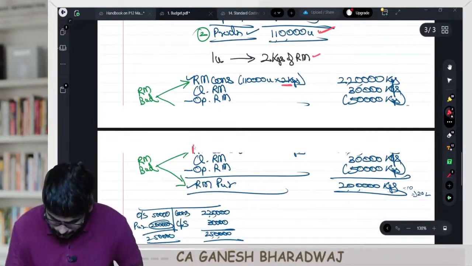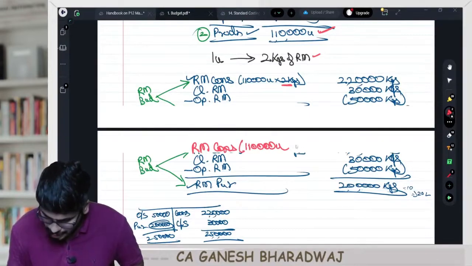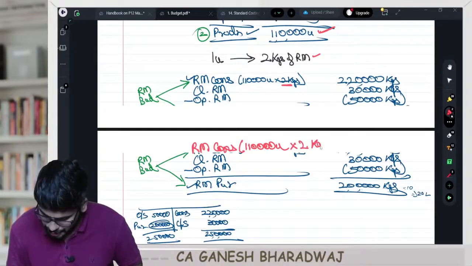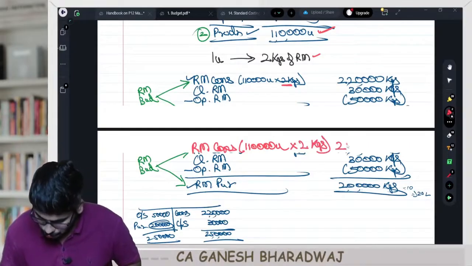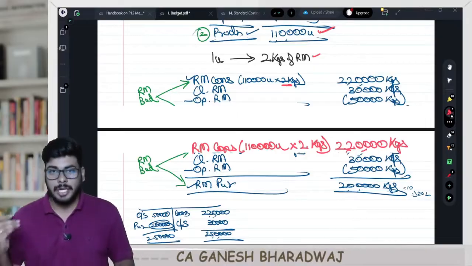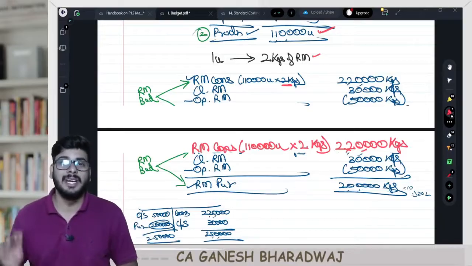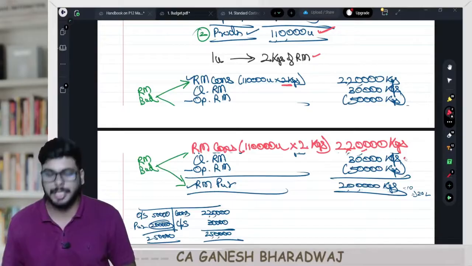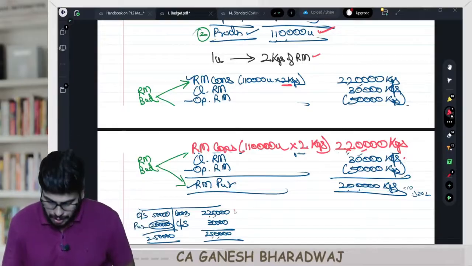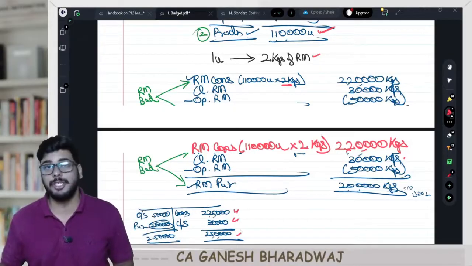So now let me just put it here. So the raw material consumption will be how much? 1,10,000 units I need to produce, and every single unit is going to consume how many kgs? 2 kgs. So now it's going to be how much? 2,20,000 kgs is the total raw material consumed. Now, apart from this, the company says you should always maintain a raw material closing stock of 30,000 kgs. So 2,20,000 plus 30,000. So the company has a total raw material requirement of how much?